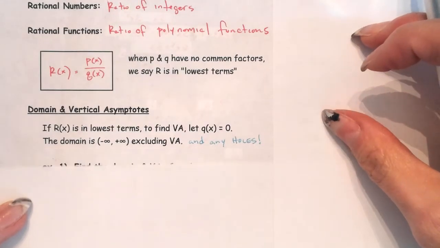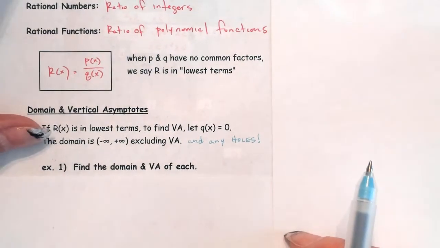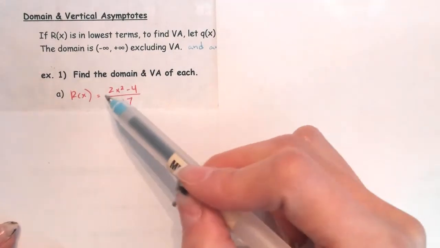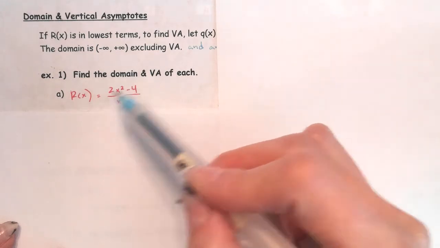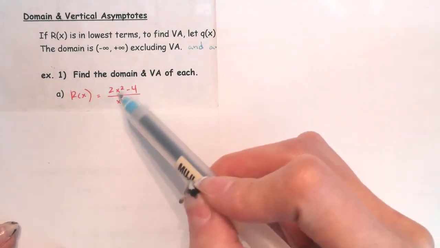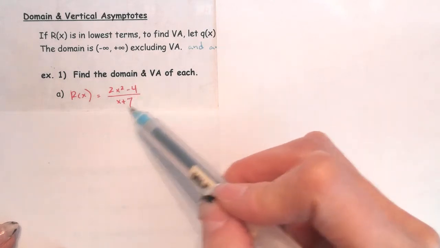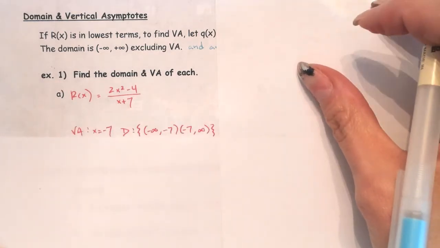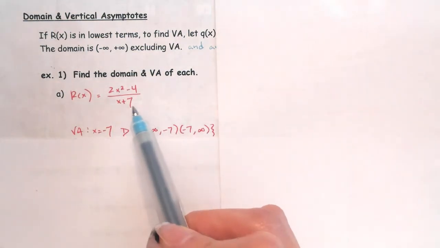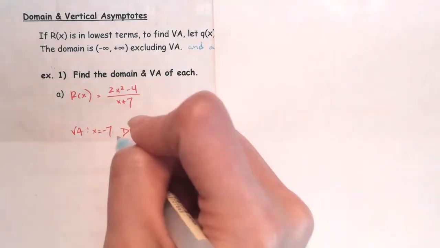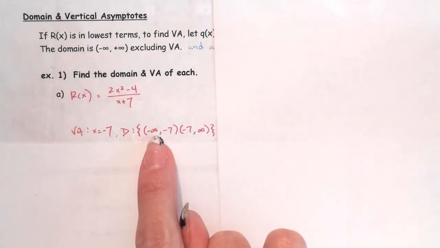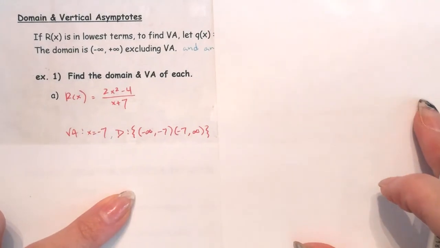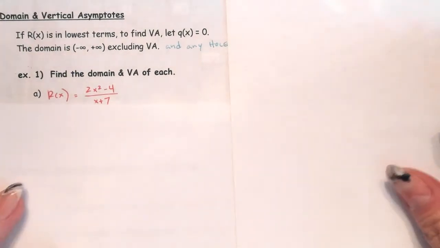How about that? Okay, so number one, find the domain and vertical asymptote of each. Okay, so for this one, you have 2x squared minus 4. If you factor the top, you get 2 times x squared minus 2. Okay, and then on the bottom, you have x plus 7. There's nothing to divide away. It's in lowest terms. So your vertical asymptote is x equals negative 7, and your domain, this should have probably a comma, your domain is from negative infinity to negative 7, from negative 7 to infinity. Okay, done. That's A.